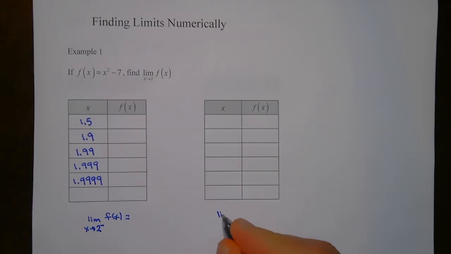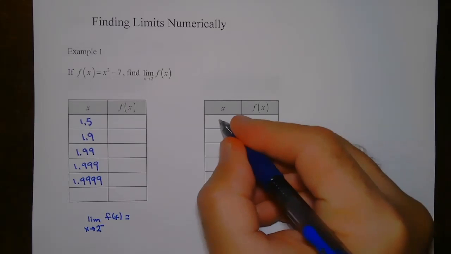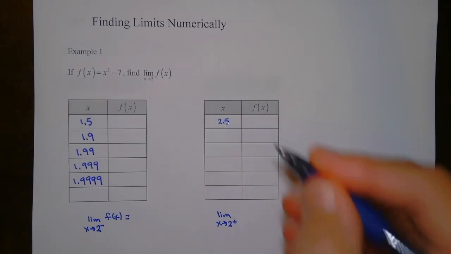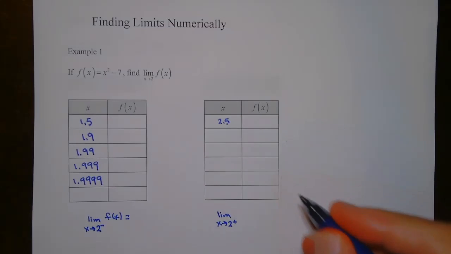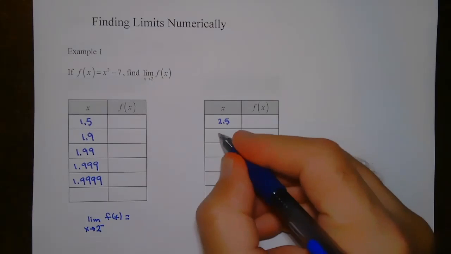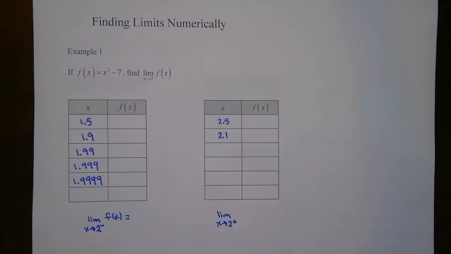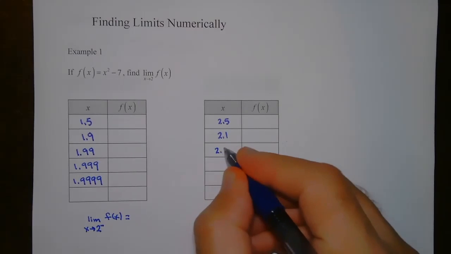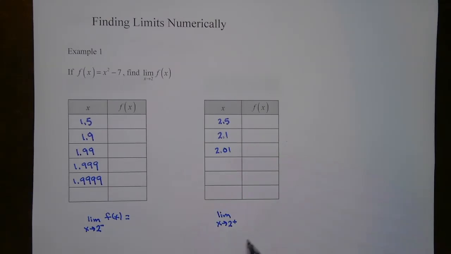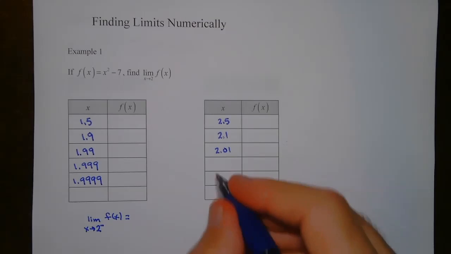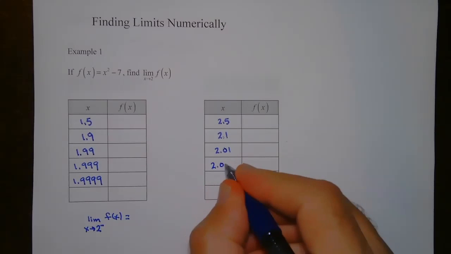So we also want to do the limit as x approaches 2 from the right. So from the right, I go 0.5 more than that, so that'd be 2.5. And then 0.1 to the right, so that'd be 2.1. And then 0.01 to the right, so that'd be 2.01. And all of these values are to the right of 2. And then 0.001, so 2.001.